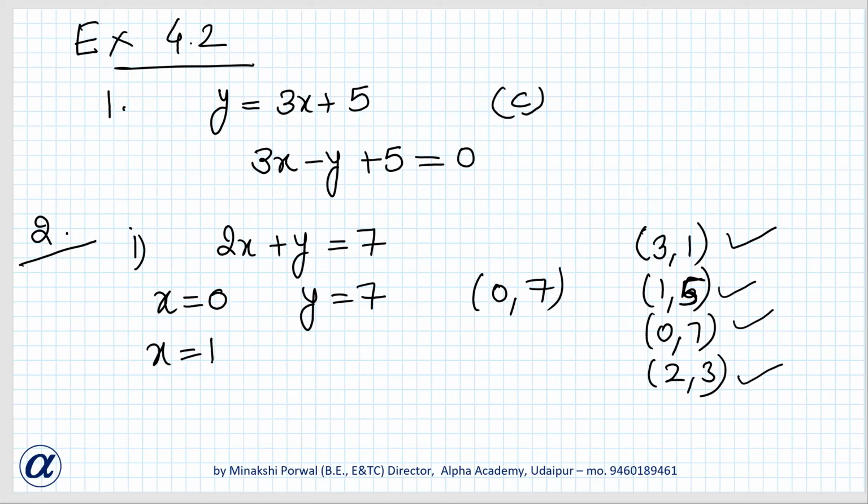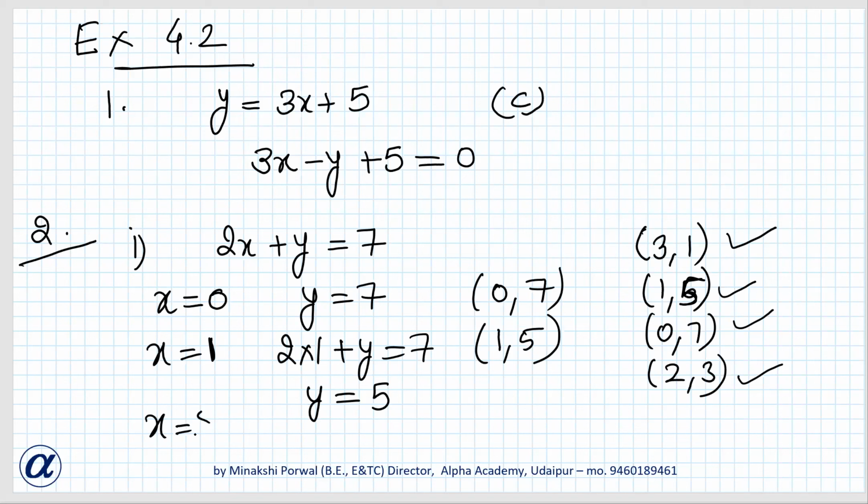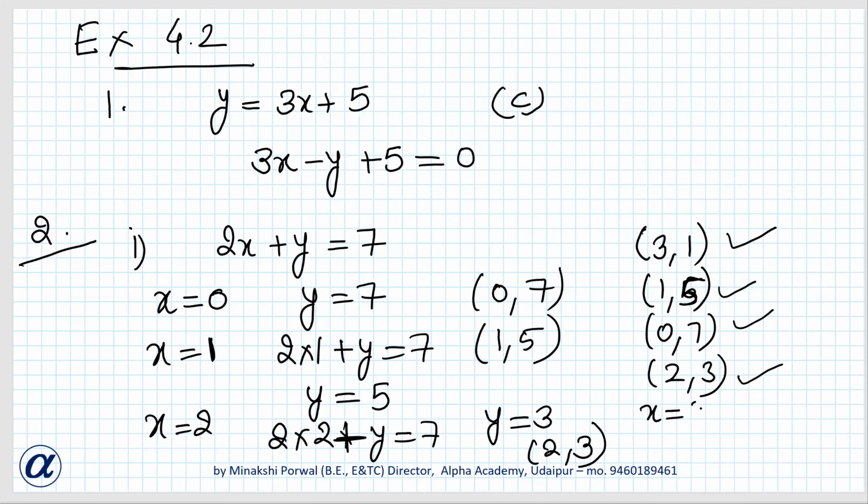When x is 1, 2 into 1 plus y equals to 7. So y equals to 7 minus 2, that is 5. So it is 1, 5. When x is 2, so 2 into 2 plus y equals to 7. So y equals to 7 minus 4, that is equal to 3. So next solution is 2, 3. Then when x is 3, so 2 into 3 plus y equals to 7. So y equals to 7 minus 6, that is 1. So it is 3, 1. Okay. So these are all answers.